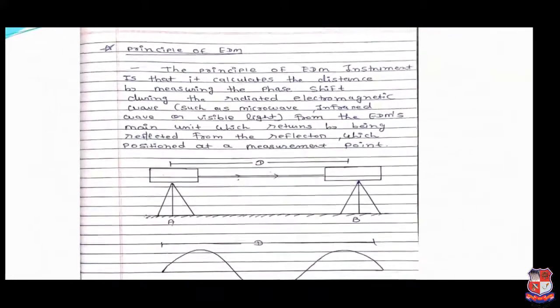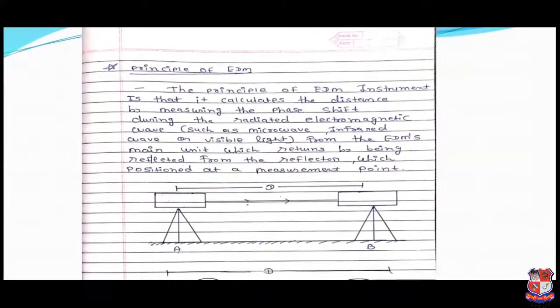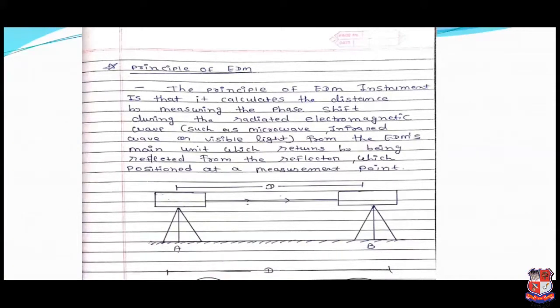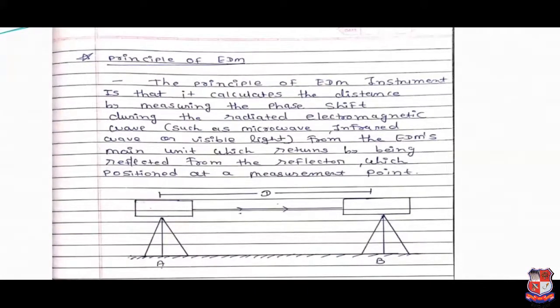Then, how does the EDM instrument work? What is the principle of it? So let's get to it. The principle of the EDM instrument is that it calculates the distance by measuring the phase shift of the radiated electromagnetic wave, such as microwaves, infrared waves or visible light waves, from the EDM's main unit, which returns by being reflected from the reflector positioned at the measurement point.